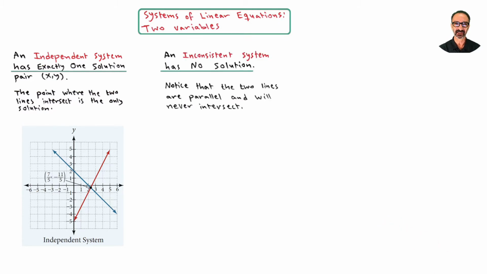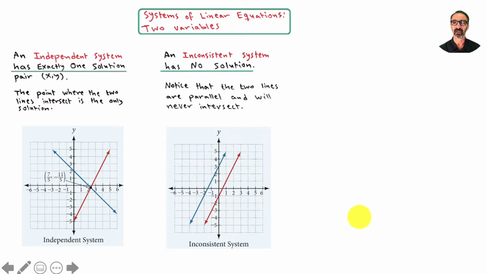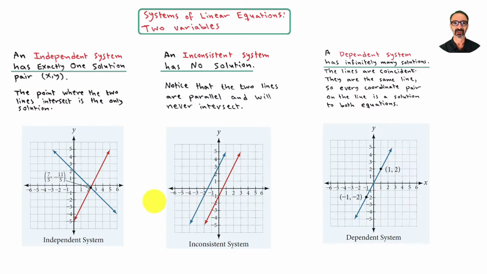Here's the other case. An inconsistent system has no solution. Notice that the two lines right here are parallel lines and will never intersect. That's called inconsistent. No solution. The third case is infinitely many solutions. When you graph the first line and then try to graph the second line, they are the same line. They coincide. The lines are coincident, so every coordinate pair on the line is a solution to both equations.